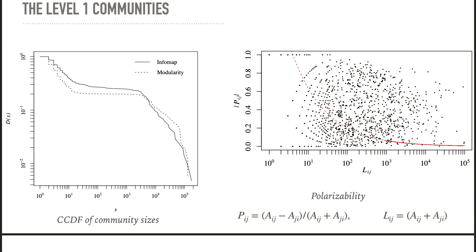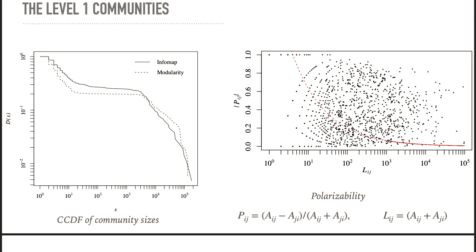Here we see the CCDF, the complementary cumulative distribution function, of community sizes. We see a bimodal structure of community size distributions for both InfoMap and modularity. This bimodal nature indicates the resolution limit problem. Some of the communities are very large, and these very large communities towards the tail represent the resolution limit problem in both InfoMap and modularity.